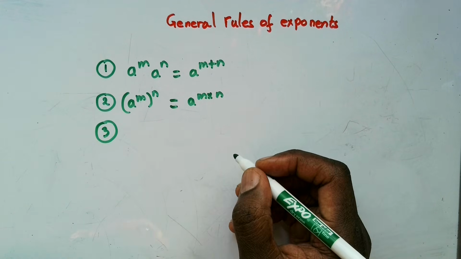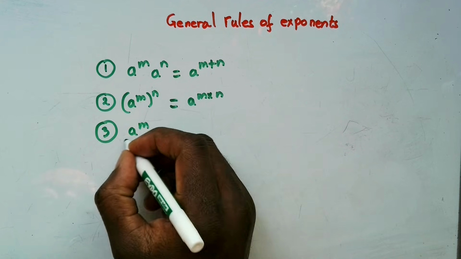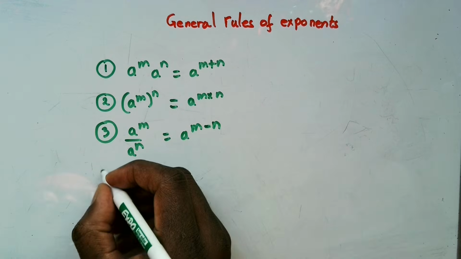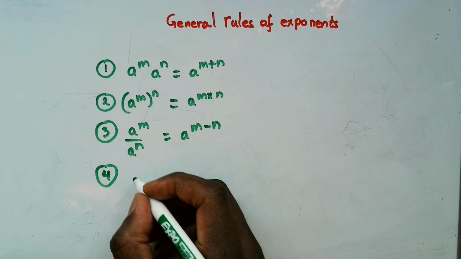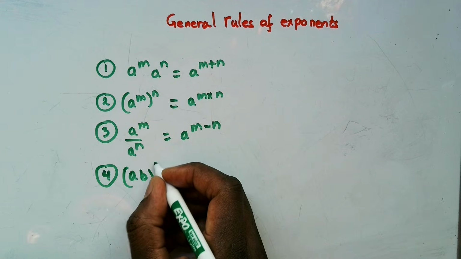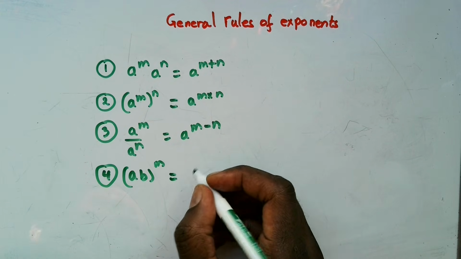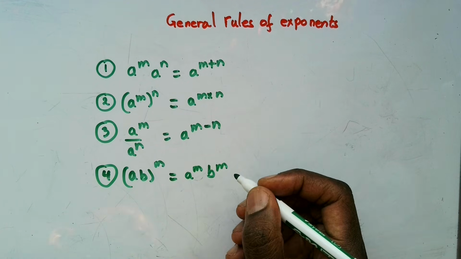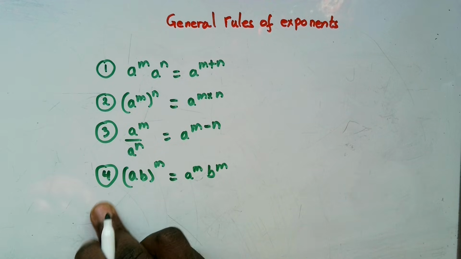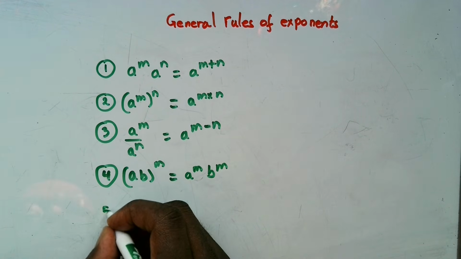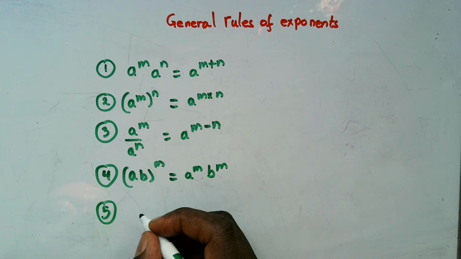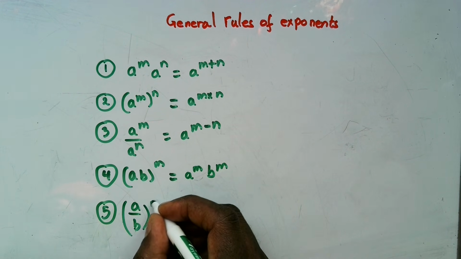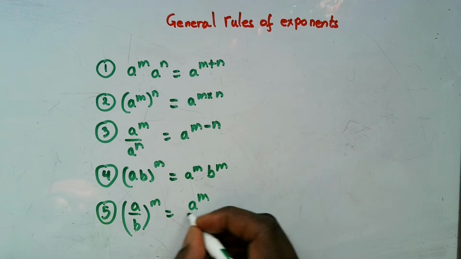Third rule, a to some power m divided by a to some power n, we have a to the m minus n. Fourth, ab to the power m is going to be equal to a to the power m times b to the power m. And then fifthly, that is the fifth rule, a over b to the power m, that's going to be a to the m over b to the m.